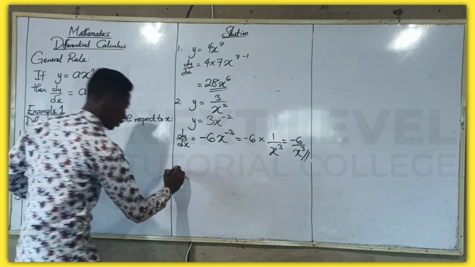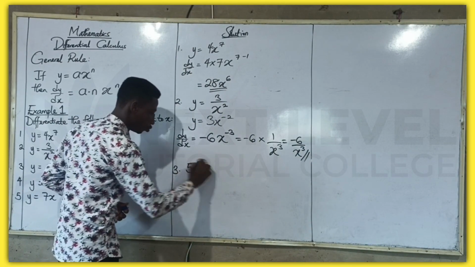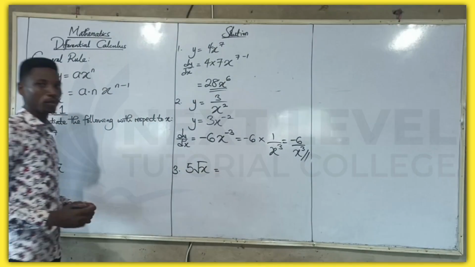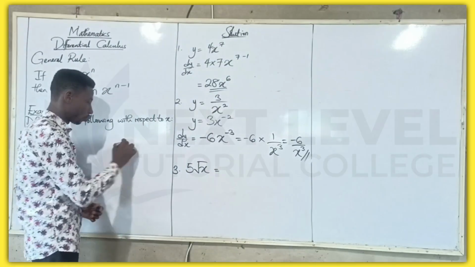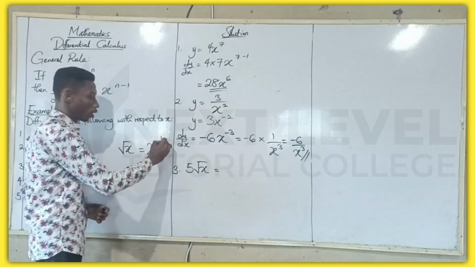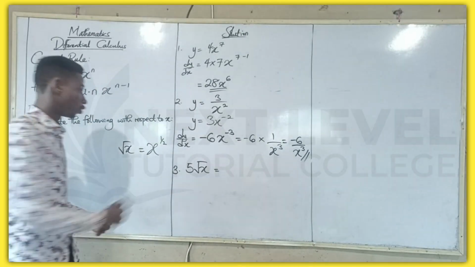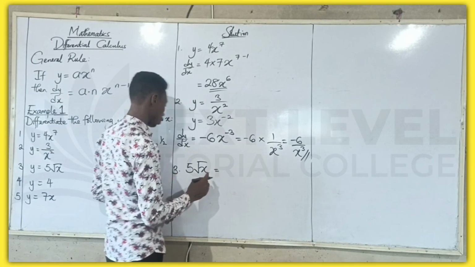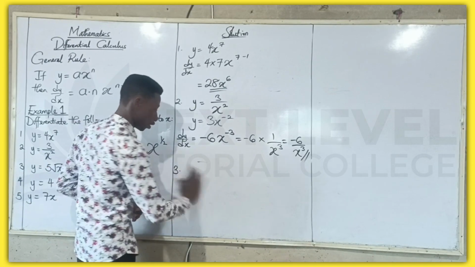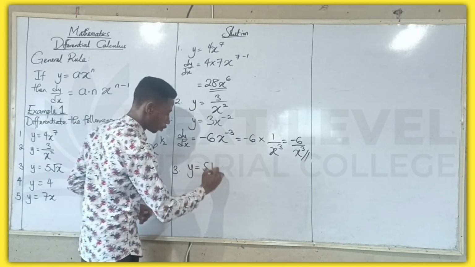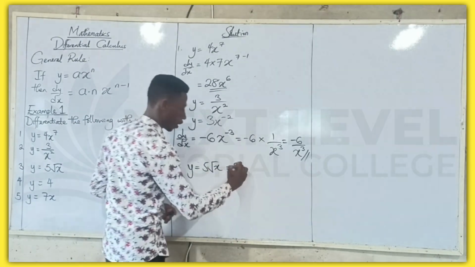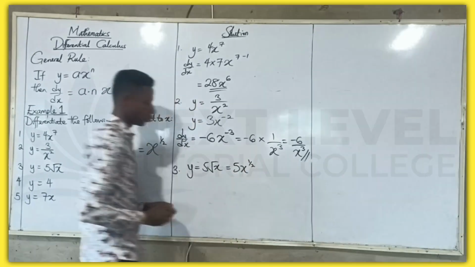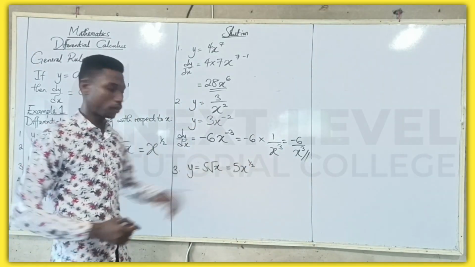Now, number 3, we have 5 roots x. From our knowledge of indices, we know that the square root of x is the same thing as x raised to the power 1 over 2. So basically, what we have here is y equals 5 roots x, that will be equal to 5x raised to the power 1 over 2. So now it is in linear form.